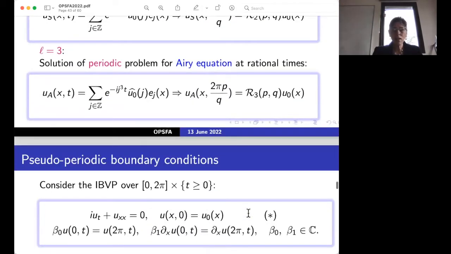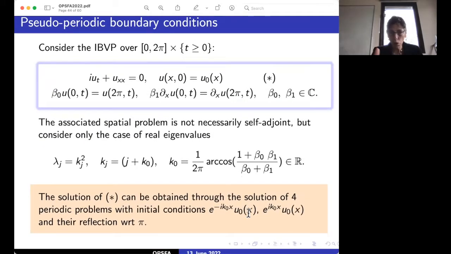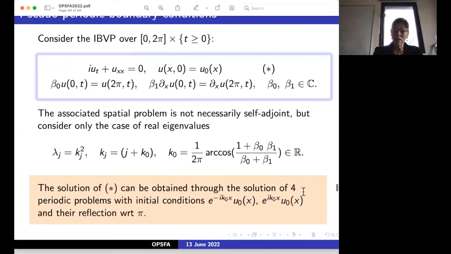Nothing new there. But why does it help when you have more complicated boundary conditions like these pseudo-periodic ones? If you write it in these terms, you can relatively easily derive that, in fact, the solution is obtained through the solution of 4 periodic problems, which have different initial conditions. So not quite U0, but U0 multiplied by a particular exponential shift and reflected.